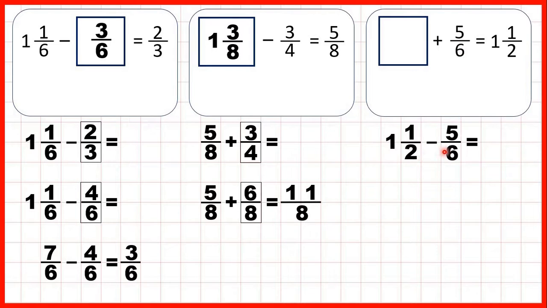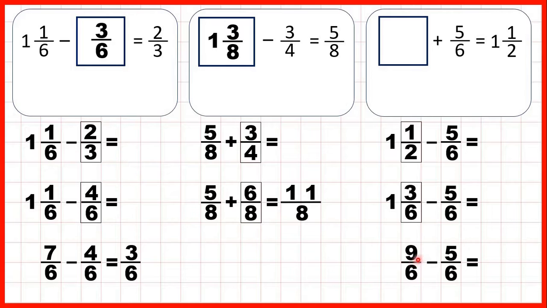We need the denominators to be the same, so 1.5 is the same as 1 and 3/6, because we use multiplication to find equivalent fractions. 2 times 3 is 6, 1 times 3 is 3. But we need to take 5/6 away, so let's turn 1 and 3/6 into an improper fraction. 1 times 6 is 6, plus 3 is 9, so that's 9/6. Now the denominator stays the same, and 9 minus 5 is 4, so our missing number is 4/6.